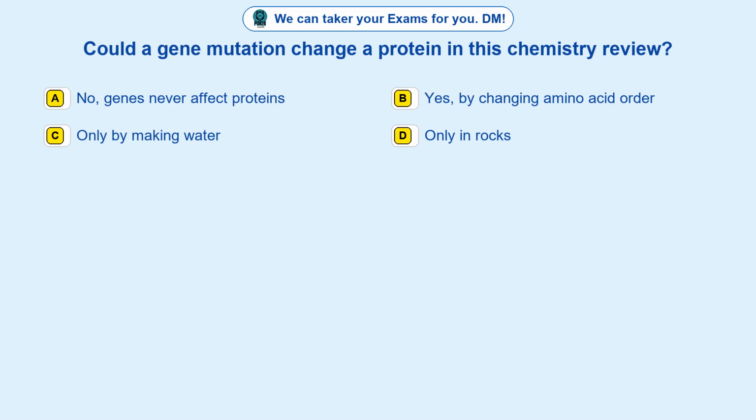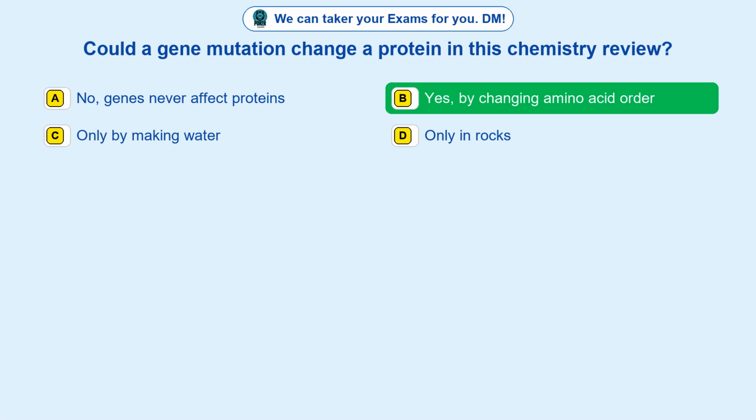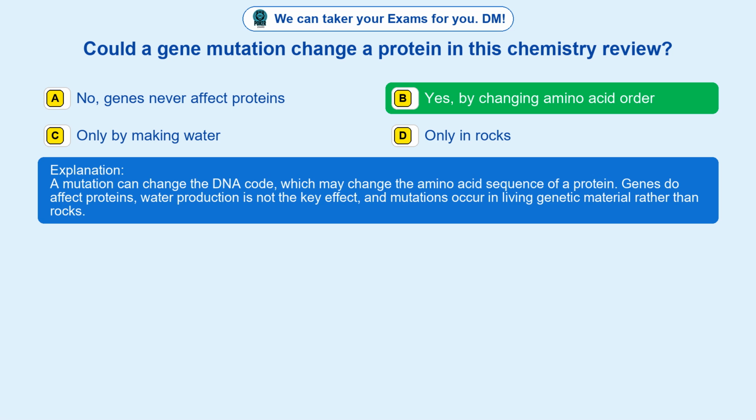Question 10. Could a gene mutation change a protein in this chemistry review? Option A. No, genes never affect proteins. Option B. Yes, by changing amino acid order. Option C. Only by making water. Option D. Only in rocks. The correct answer is option B. Yes, by changing amino acid order. A mutation can change the DNA code, which may change the amino acid sequence of a protein. Genes do affect proteins, water production is not the key effect, and mutations occur in living genetic material rather than rocks.